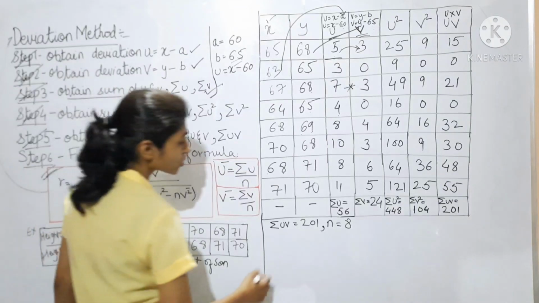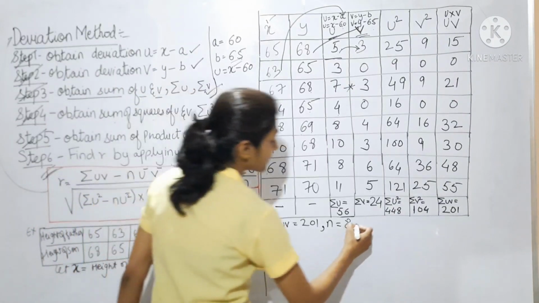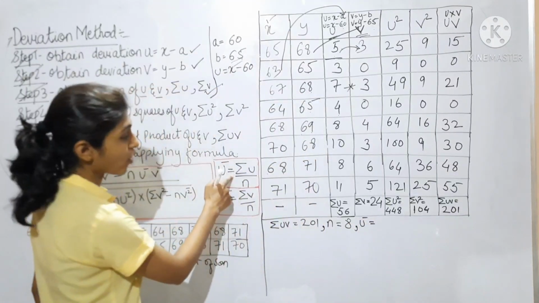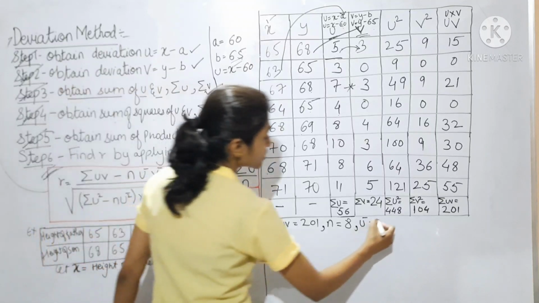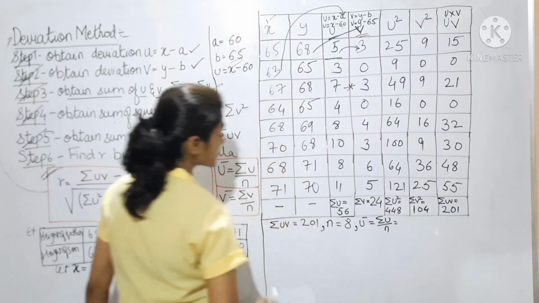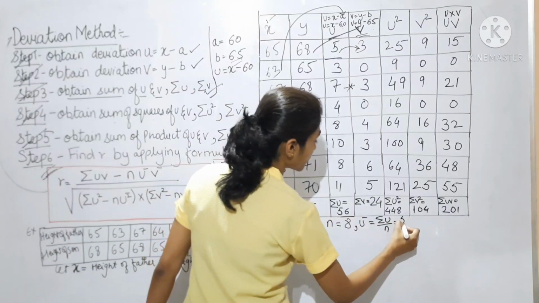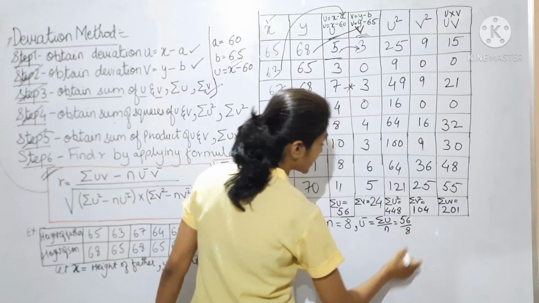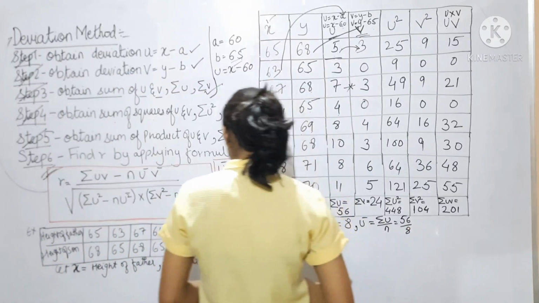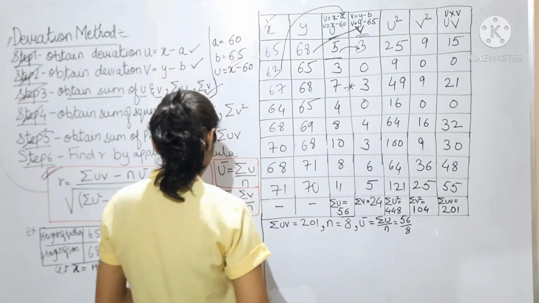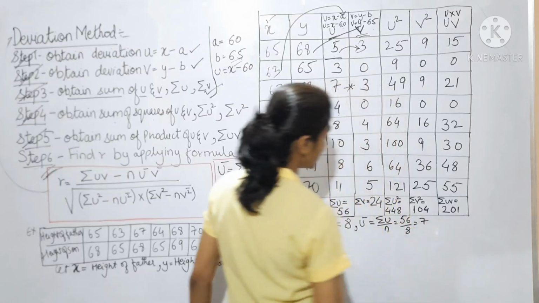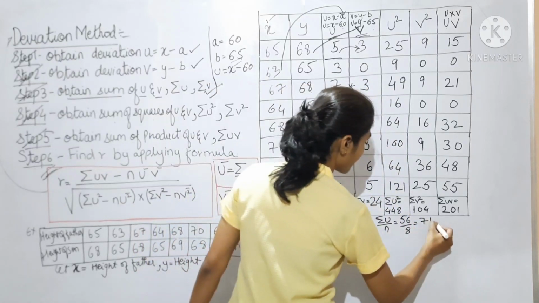U bar. To find U bar, this is the formula: summation of U divided by n. So what is the summation of U? Summation of U is 56, divided by 8. So 8 ones are 8, 8 sevens are 56. So 7 is U bar. Okay, so U bar is 7.